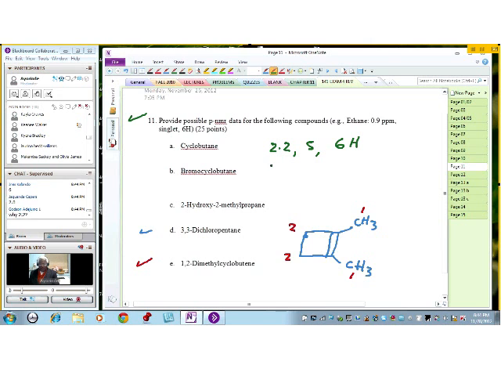We should be close to 2.5. No, let's say 2.5. Okay, what will be the multiplicity? There's no hydrogen here. Multiplicity? Singlet. Exactly. How many hydrogen? 4. 4 hydrogen. Okay, very good. So you guys are getting very good at this.